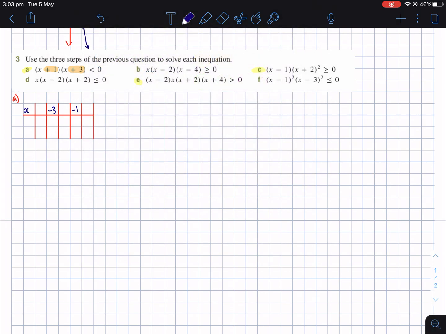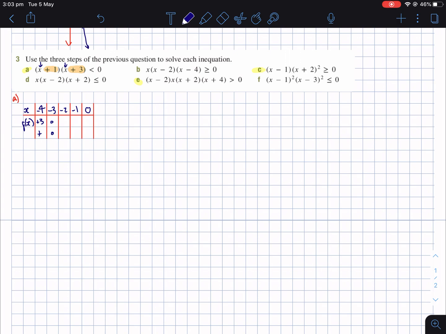What's to the left of -3? -4. What's in between -3 and -1? -2. I mean, we could have done -1.25. It doesn't matter. And what's to the right of -1? 0. All right, now let's figure out what f of x equals. So we're going to substitute in for x -4. So we've got in brackets -4 + 1 bracket -4 + 3. And that's +3, which means it's positive. If you were to chuck in -3, it'd come out as 0.